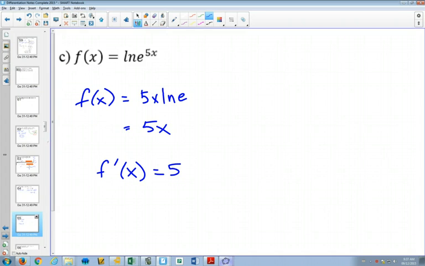Try example 2 on your own, so we're done exponential and log functions. Pick up a pretest on your way out.